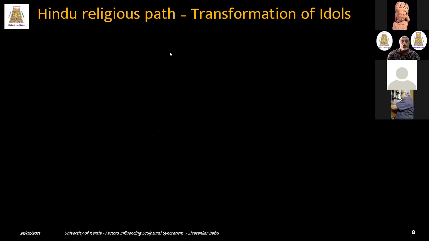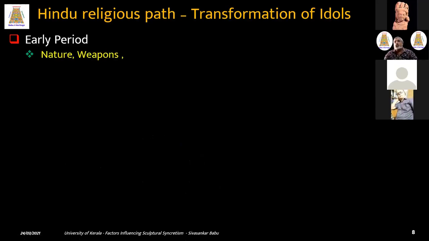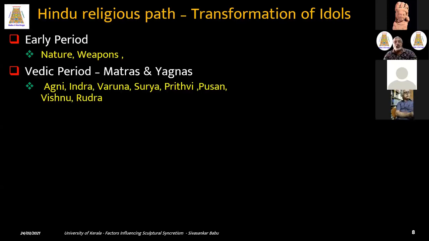So, when you talk about the Hindu way, before Vedic times, people were worshipping nature and weapons. And during Vedic times, the focus was primarily mantras and yajnas. And there were gods Agni, Indra, Varuna, Surya, Prithvi, Pusan, Vishnu, Rudra. And you see that Rudra and Vishnu come very last. They are not the primary gods. And these gods are visualized and they are given yajnas and pujas, and Agni takes them and gives them to all the gods, and then they give the blessing, and the people get the benefit of bounty in harvest and rains and everything. So it is a give and take kind of policy.